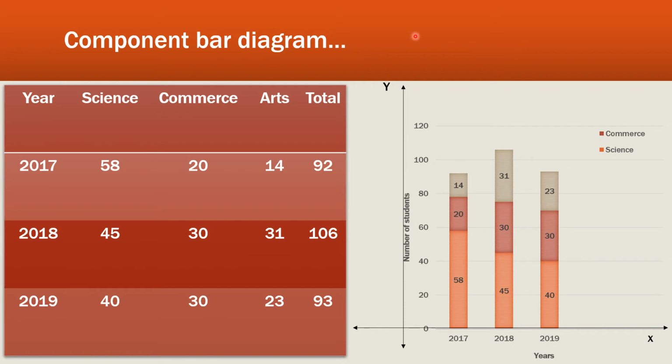Here again we have another example of a component bar diagram, but this time you have to divide the bar into three component parts, not two. So how do we do that? First things first, you have a column for the total. So you total up the number of science, commerce and art students to give you the total column. Why do we need that? In order to plot the frequency of the total number of students in all streams. And that's what we do.